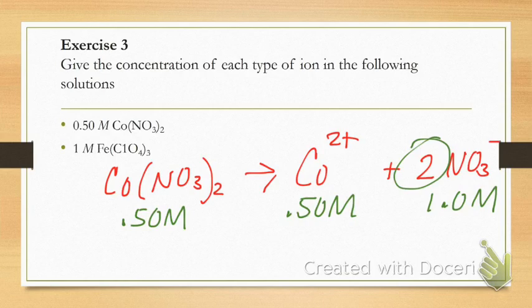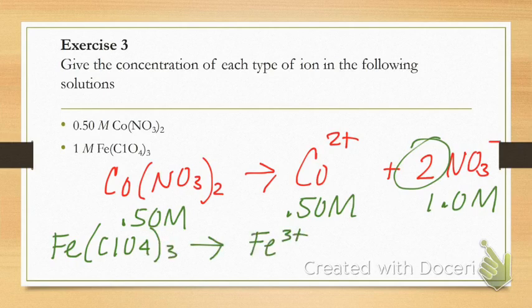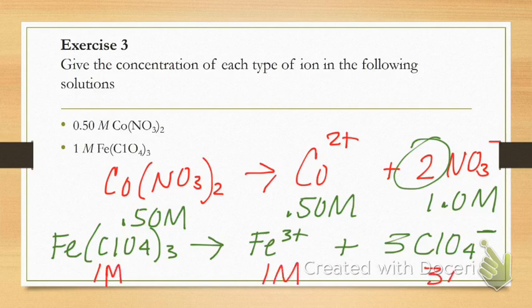The next one, I have Fe iron(III) perchlorate. So Fe3+ and 3 perchlorates. If this starts out at 1 molar, the iron is also going to be 1 molar, but the perchlorate will be 3 molar. 3 times as much because of that 3.